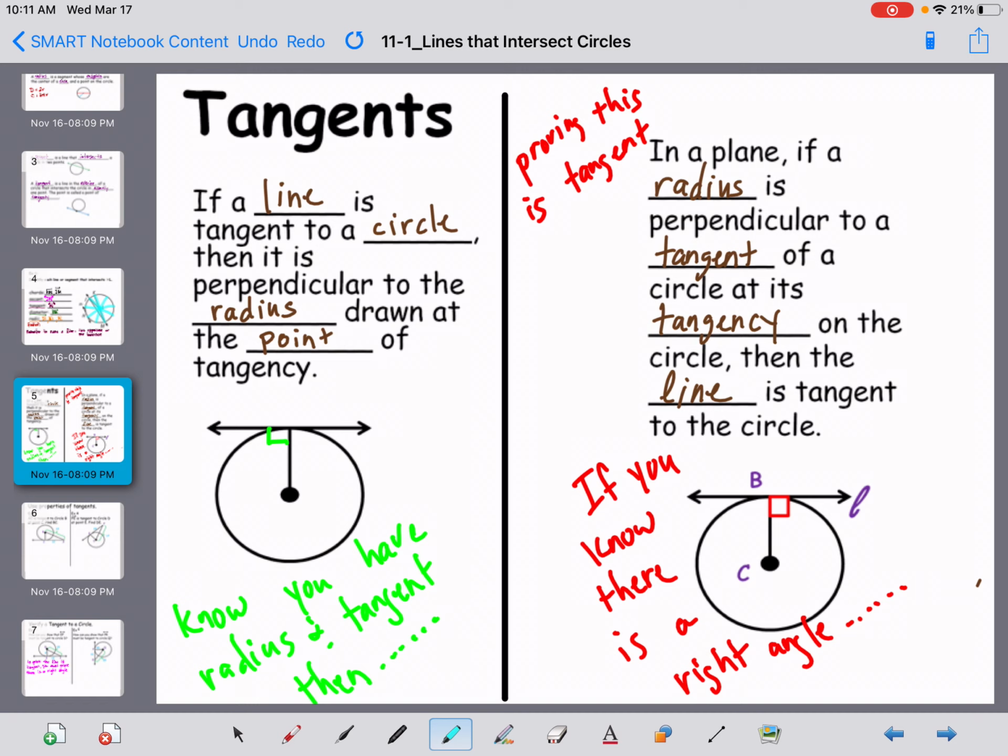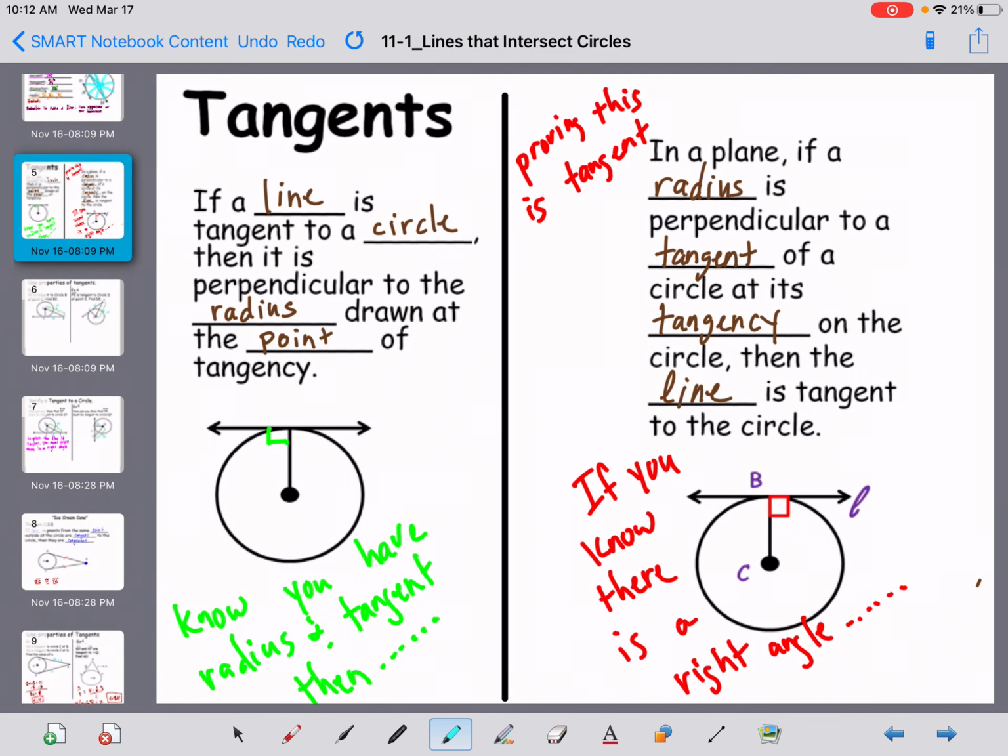Over here on the right-hand side, if a radius is perpendicular to a tangent of a circle, then the line is tangent to the circle. So in the red side, if you know there is a right angle, then you can say that that line is tangent to the circle. Here's the difference. On the green side, we know that the line is tangent to the radius, and that makes the right angle. On the red side, we know that there is a right angle there, so that means that line is tangent to the radius. Those are two ideas that just go hand in hand.